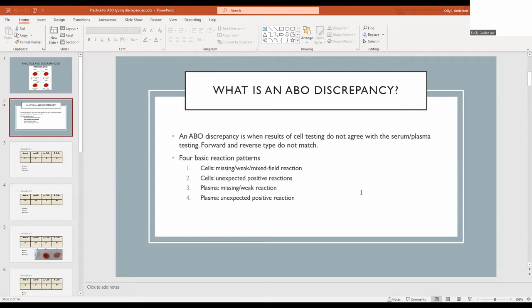And the ABO discrepancy homework that you guys did, it's kind of to get you thinking about what's happening, because it's kind of the reverse of what you'll actually see. Normally you'll get the reaction and you have to make a call of what's going on. I think everyone's turned that in already.